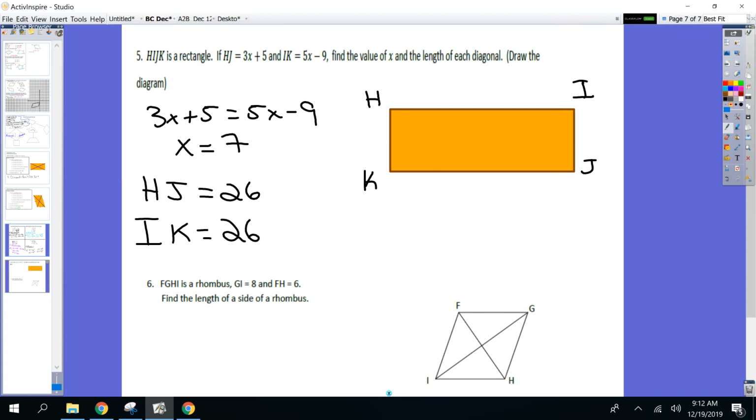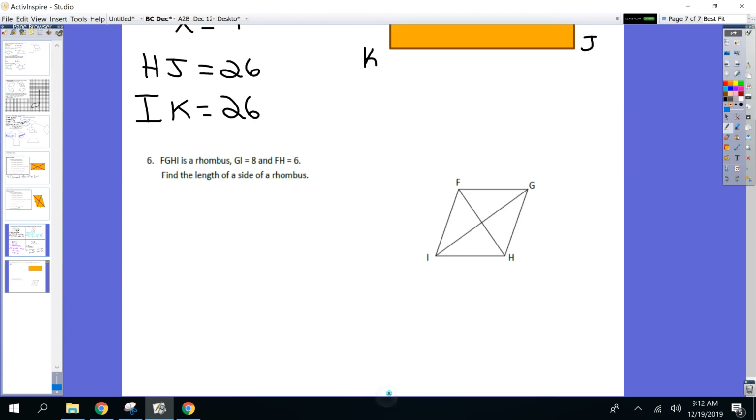Any issues? I know you guys went ahead, and I don't know if anybody got stumped on 6. Now it's a rhombus. What's GI in that diagram? That's a diagonal. What's FH? Diagonal. Okay. So we're talking about the diagonals of a rhombus. Tell me all you know about the diagonals of a rhombus right now.